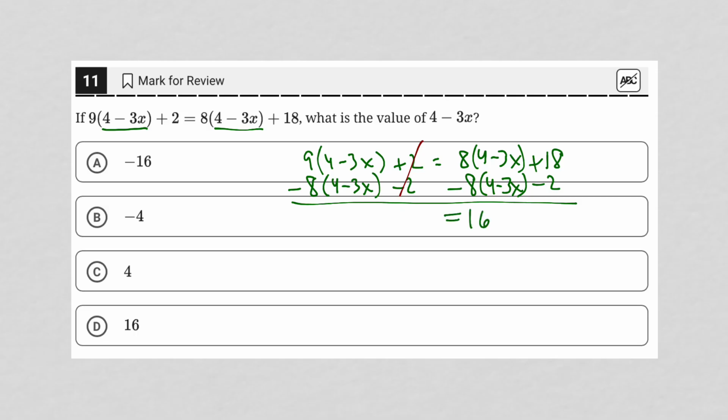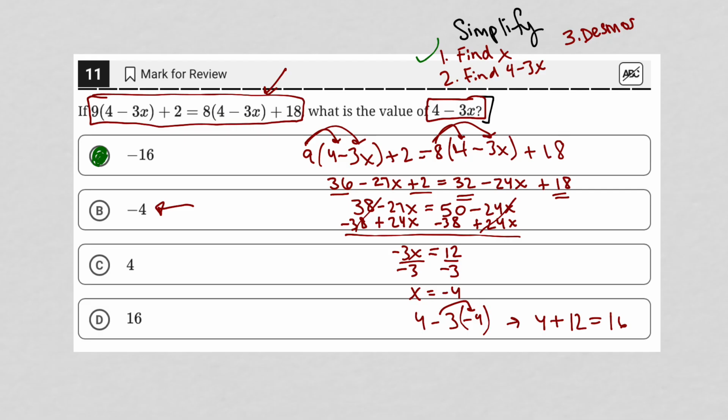The 8 times (4 minus 3x) minus 8 times (4 minus 3x) cancels out on the right-hand side. And on the left, 9 times (4 minus 3x) minus 8 times (4 minus 3x) is just going to be 4 minus 3x, right? Because 9 minus 8 is just 1. So there's my answer. A bit faster when we get to our 16 answer here. Oops, I noticed that I said negative 16. It's not negative 16. It is positive 16.